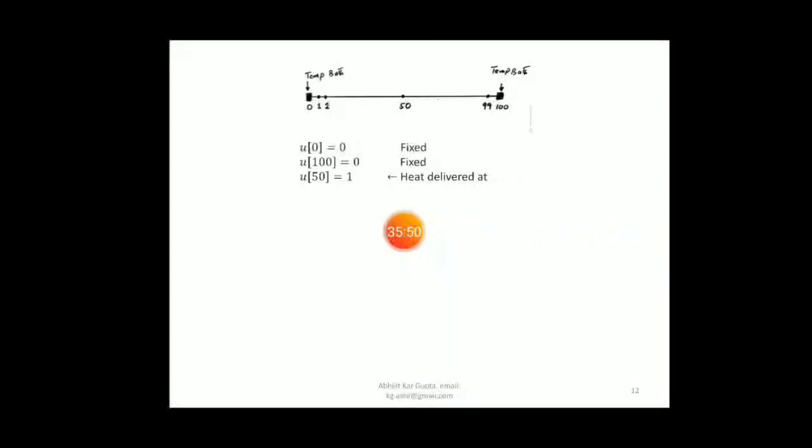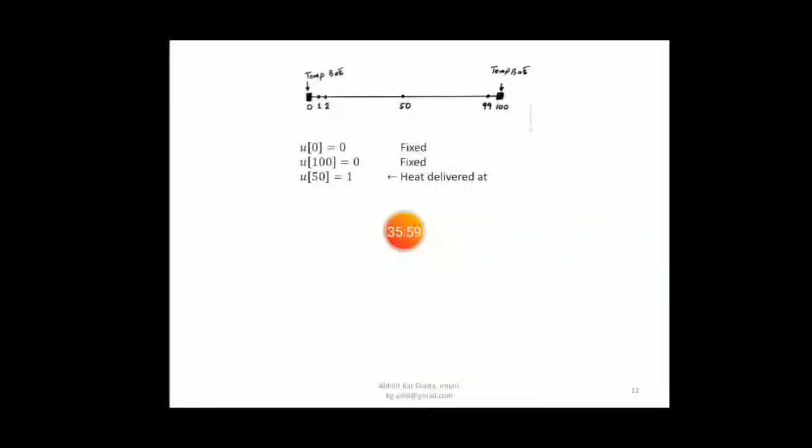So u[0], that means at the 0th position it is 0, and u at the 100th index position is also 0. So two boundaries are now fixed. And at the middle 50th position, 50 is not the distance, it is the 50th index, it is 1. So heat is delivered at this point. This is the initial condition.